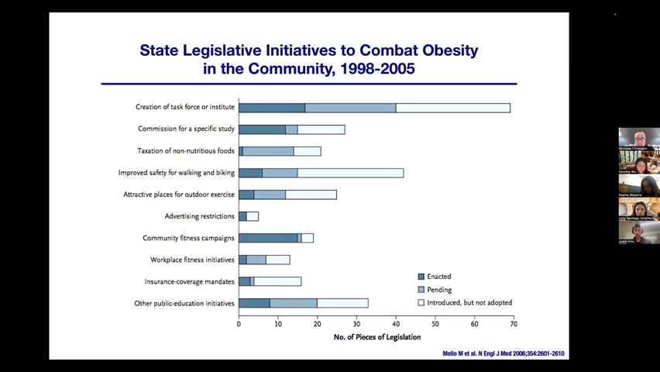And legislative efforts have also focused on community health, not just at schools, but what can we do at the community level? We can create task forces or commissions or tax non-nutritious foods, right? We could raise the price for foods that are bad for you. We could improve the safety for walking, like adding bike trails, making the environment more conducive to healthy behaviors. We could place restrictions on advertising of bad foods, community fitness campaigns, and so on, or insurance coverage mandates. There are lots of things we could do to change the environment to foster good health.